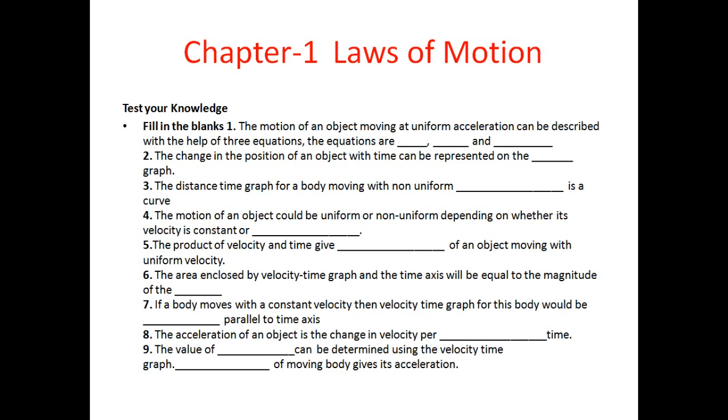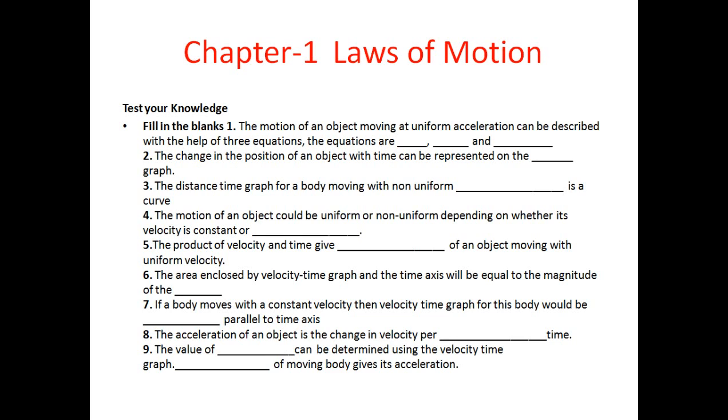Question number five: the product of the velocity and time gives dash of an object moving with uniform velocity. So what will the product of velocity and time give? It will always give displacement. So the product of velocity and time will give the displacement covered by the body.